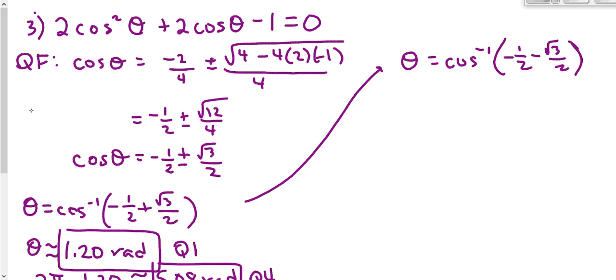And when you put this in the calculator, you're going to get an error because this number is less than -1, and you can't have cosine go below -1, so this part has no solutions.